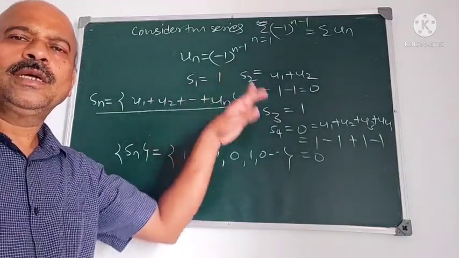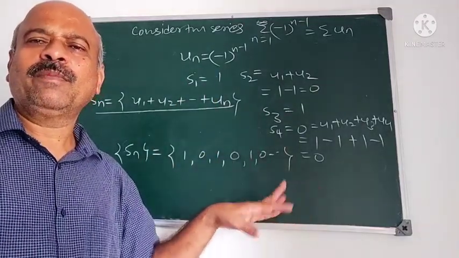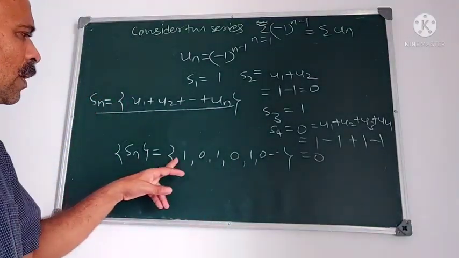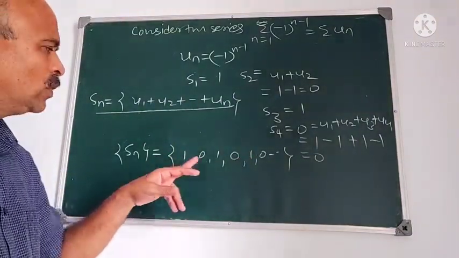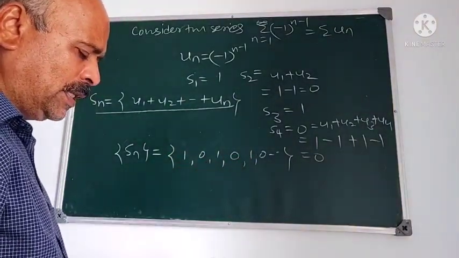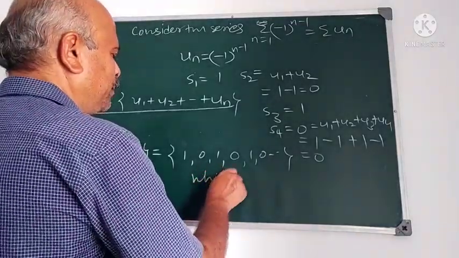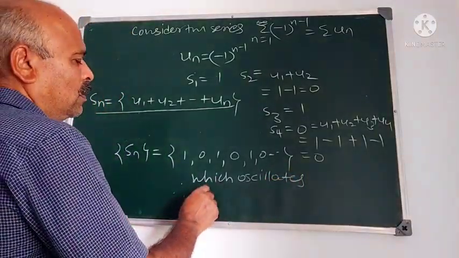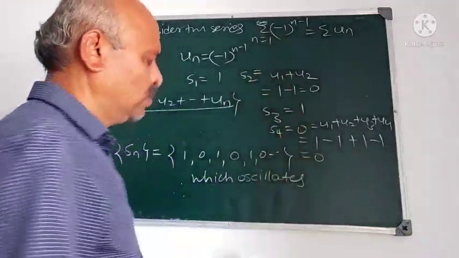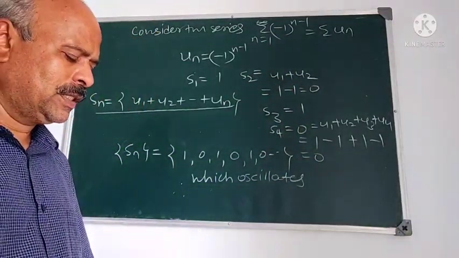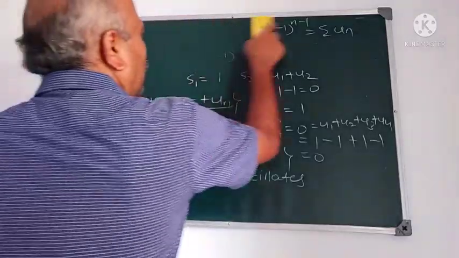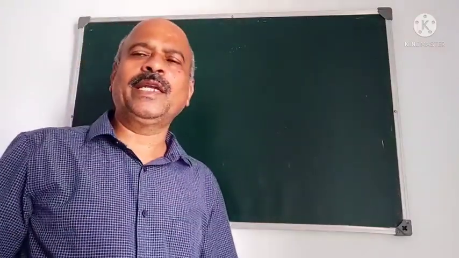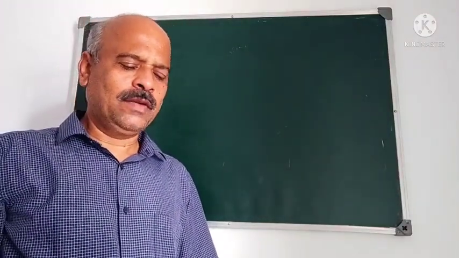For that we can use many concepts: monotonic sequences, alternating sequences, oscillating sequences and so on. Here it is not alternating. 1 0 1 0 1 0 and so on, which oscillates. Therefore, the given series is also an oscillating series. I think the definition of a series is clear for all of you. What is an infinite series? When do you say that the series converges?